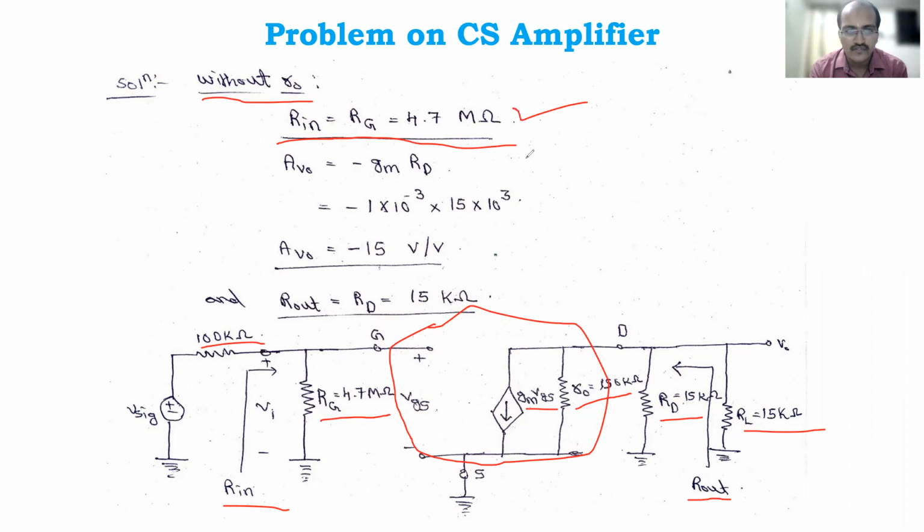Then Av0, the open circuit voltage gain without R0. Normally it comes as gm into RD parallel to R0, but R0 is not there, so it is only gm into RD. The gm value is 1 milli, that is 1 into 10 to the power minus 3, and RD is 15 into 10 to the power 3. The 10 to the plus 3 and minus 3 cancel out, and what remains is minus 15 volt per volt. Simple, even the calculator is not required.